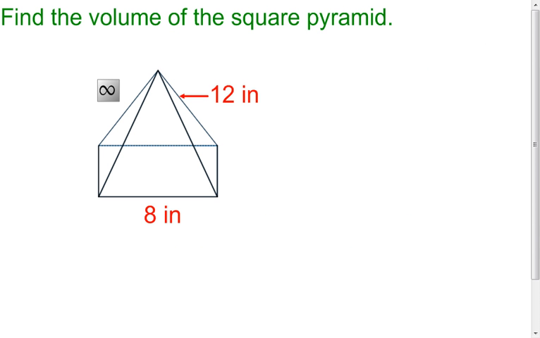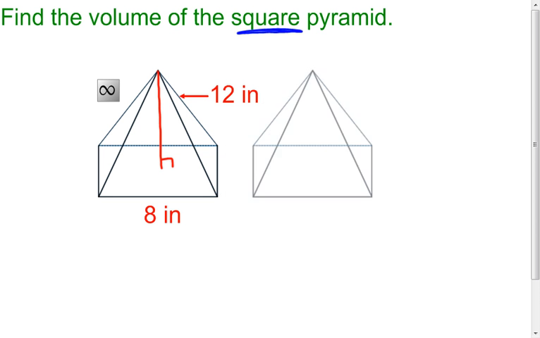Now let's use that volume formula to help us find the volume of this square pyramid. It tells me that it's a square pyramid, which means the base is a square, so it's easy to calculate the area of the base. 8 times 8, because it's a square, so the area of my square base is 64. But now we need to figure out the height. All I know right now is that one of those lateral edges is 12 inches.